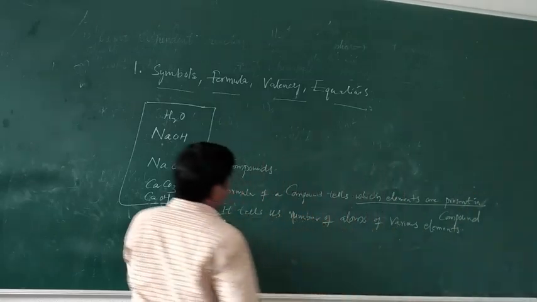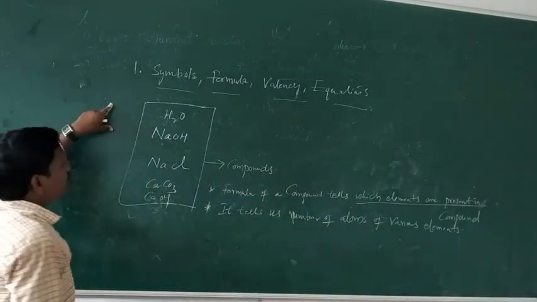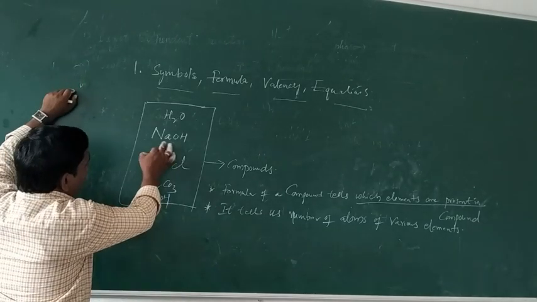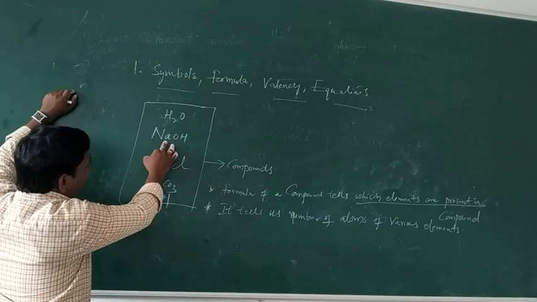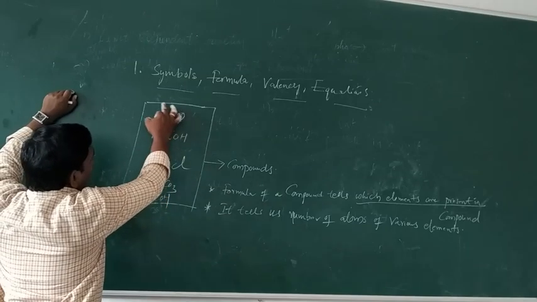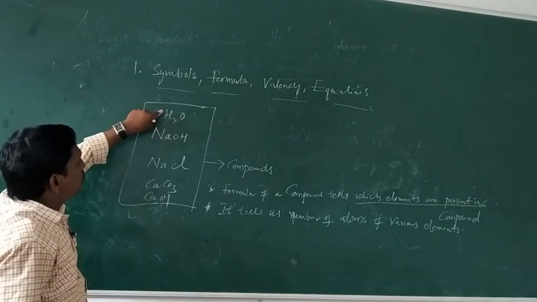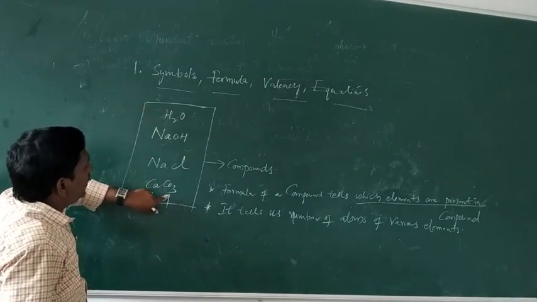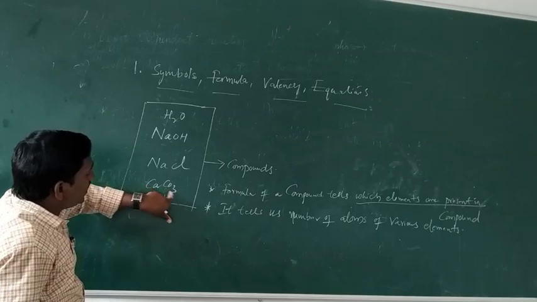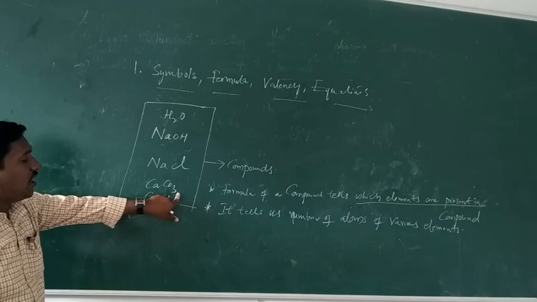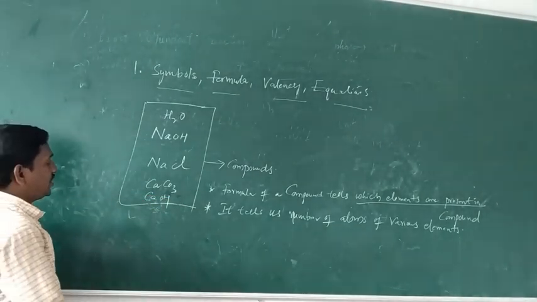And also it tells us number of atoms. How many atoms are there? Here only Na atoms. Here 2 hydrogen atoms are there. Here we observe how many oxygen atoms are there. Here 3 oxygen atoms are there.